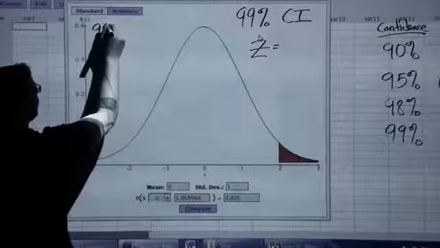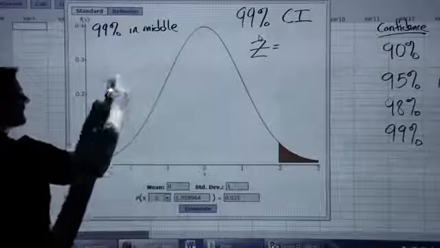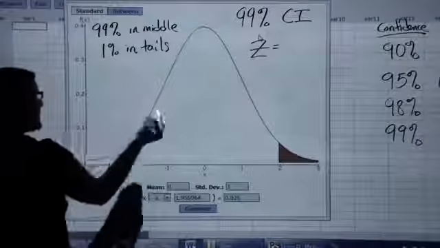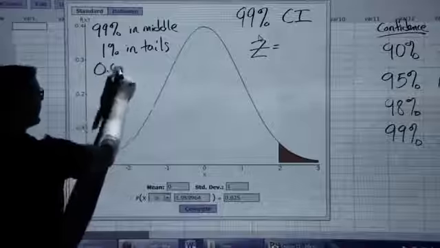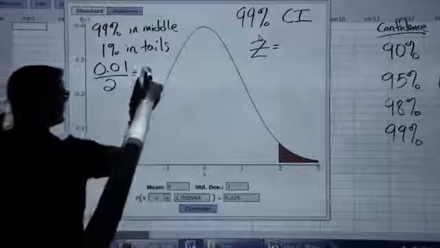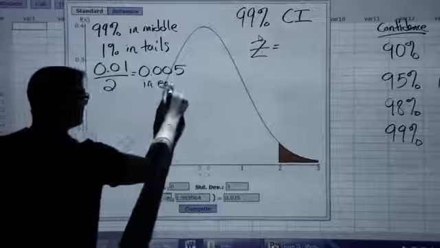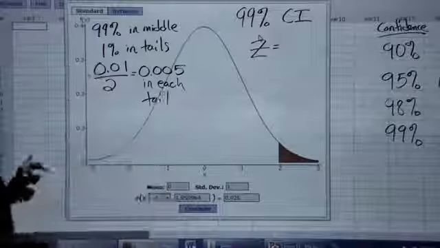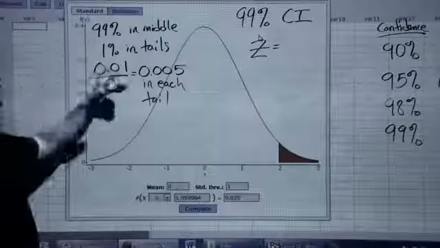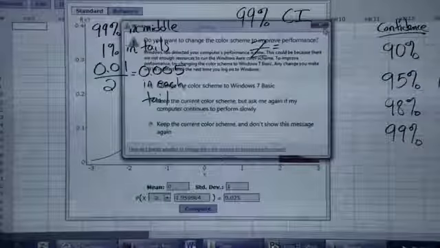We've got to switch over to standard. If I'm going to put 99% in the middle, how much is left over, students, for the tails? 1% in the tails left. If I cut it in half, 1% is 0.01 as a decimal, and if I cut 0.01 in half, I'm getting 0.005 in each tail. So be careful, this is the trickiest one, at least with the decimals. 99% in the middle, 0.005 in each tail.